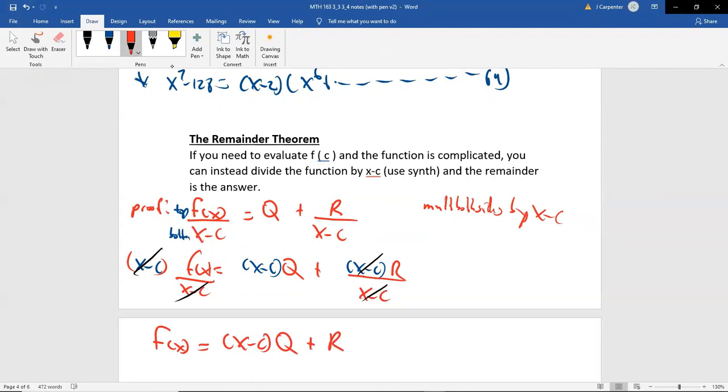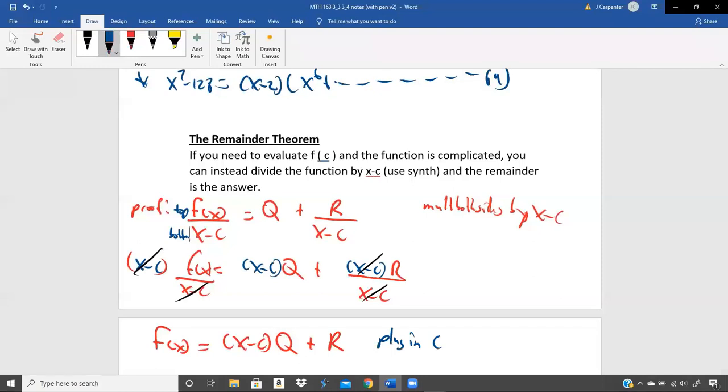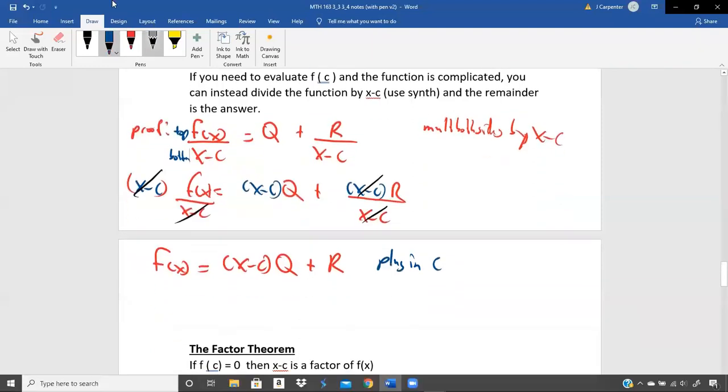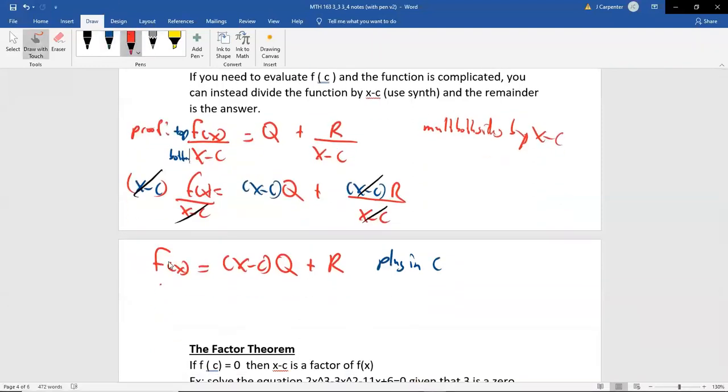I know this is making your head spin. We're almost done though. All I did was take a long division answer, and I decided to clear the fractions. I cleared the fractions because very often we like clearing fractions. So no more fractions. Now, here at this point, plug in c for the x value. So we're going to do f of c. So the x's are turning into c's.